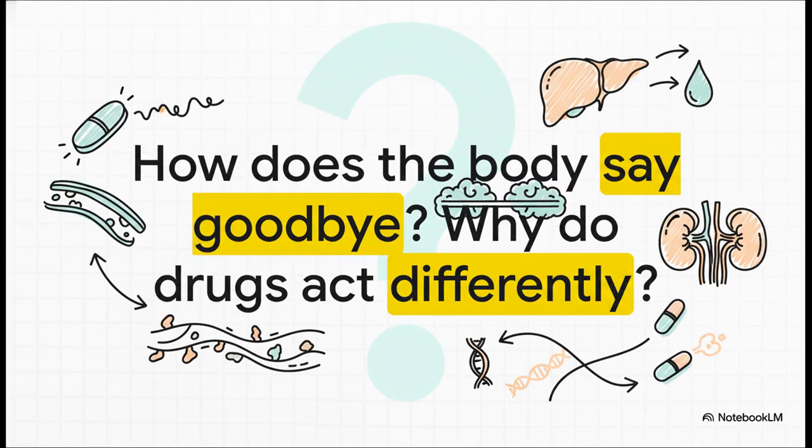So, our drug has crossed membranes, entered the blood, and navigated the body's highways all the way to its target. What a journey! But the grand tour isn't over yet. The body still needs to process and eventually get rid of the drug. So how does it say goodbye? And why does this whole journey sometimes look so different from one person to the next?